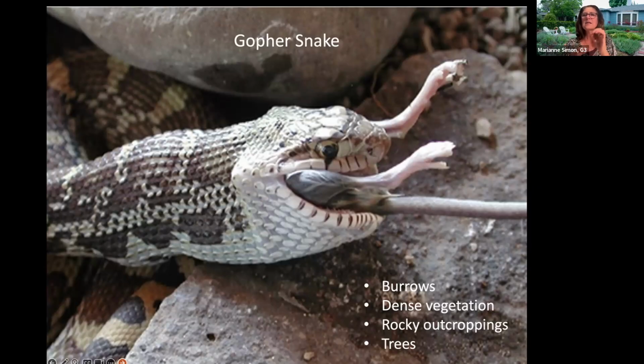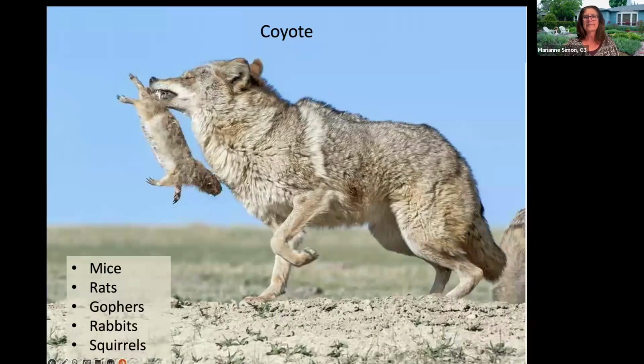Only 3% of insects are harmful. Not all snakes are rattlers. This is a gopher snake, and they are called gopher snakes for a very specific reason. They help keep gophers under control. You can see some of the places that they like to call home. Coyotes. I've got a mole, call in a coyote. Now, the question is, do you want a coyote running through your front yard? Maybe not, but they are part of the balance of the system. They will eat mice, rats, gophers, rabbits, and squirrels.